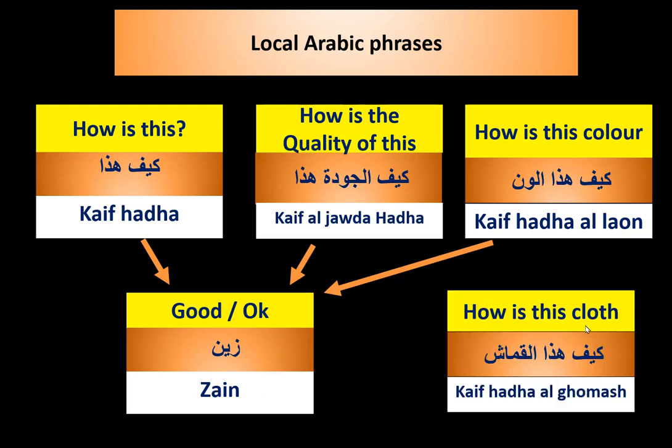How is this cloth? Kaif hada al-gumash? Kaif means how. Hada means this. Al-gumash means cloth. How is this cloth? The answer will be zain.